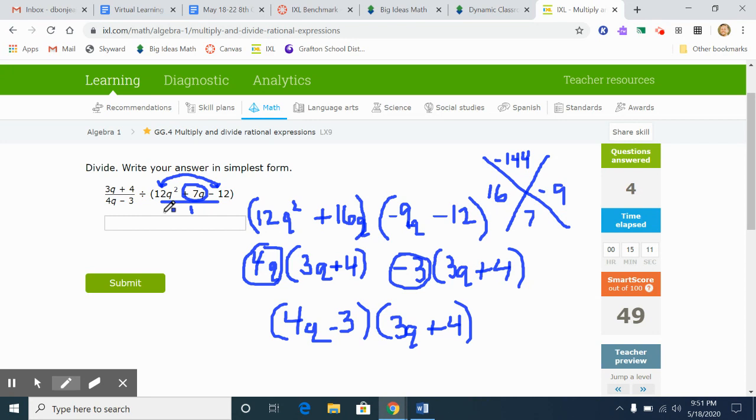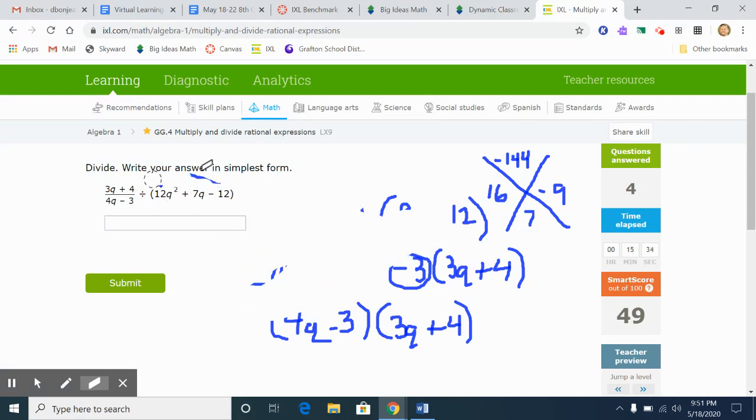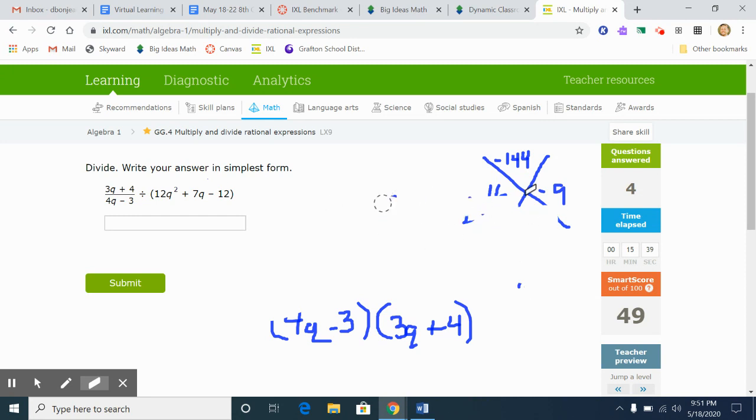All right, so I wanted to show you a problem like this specifically because to simplify this, you are going to have to be able to factor something with a number in front of the first term using that 5-step process. All right, so let's remember our binomials: 4q minus 3, 3q plus 4. Let's get rid of all this, and now let's simplify this.